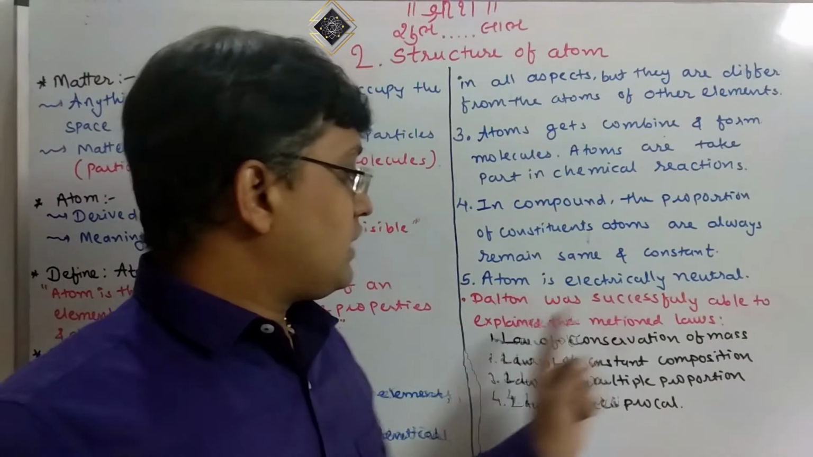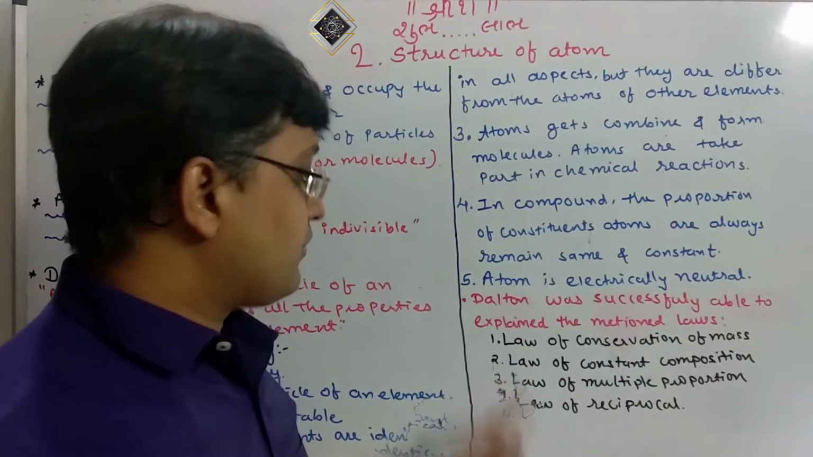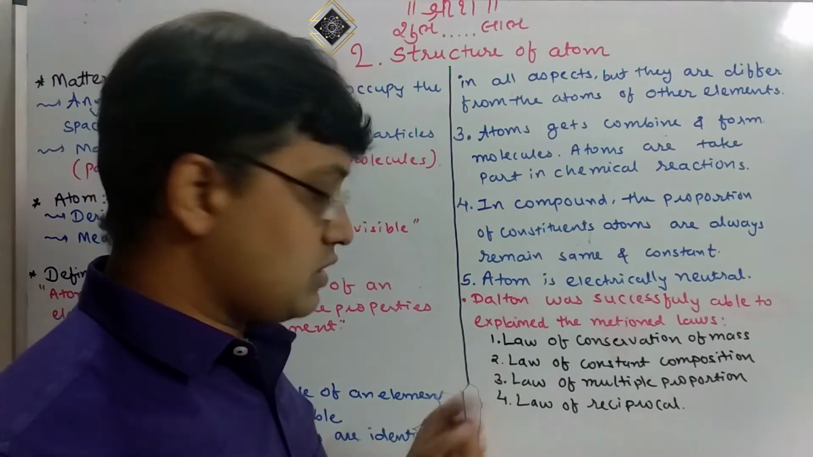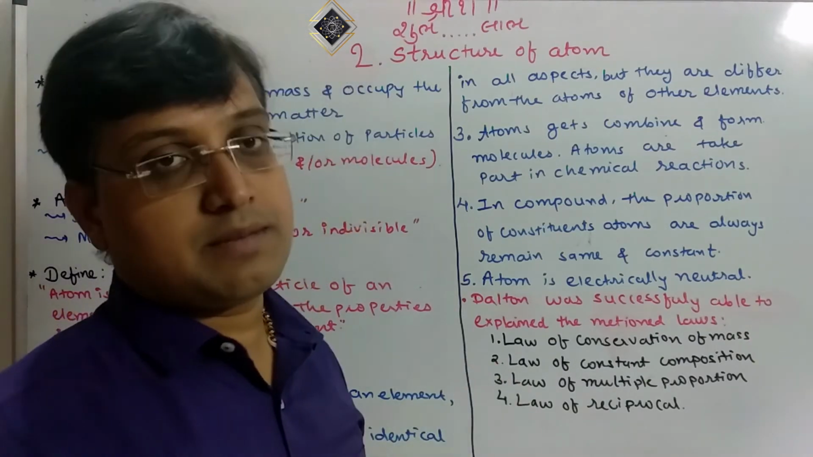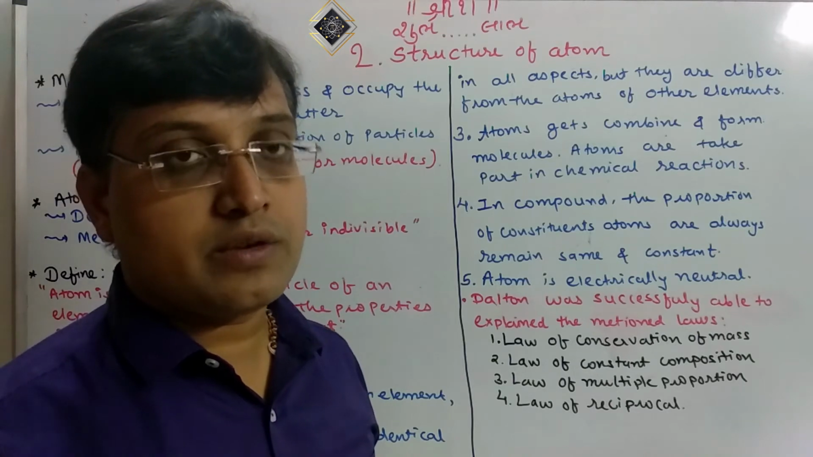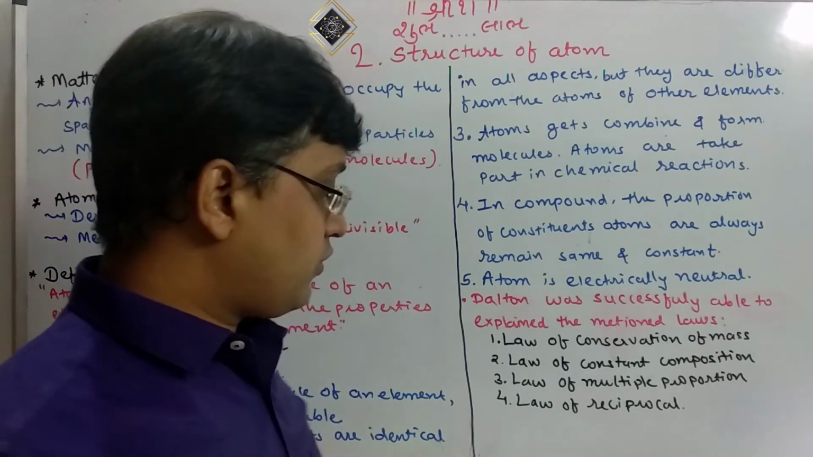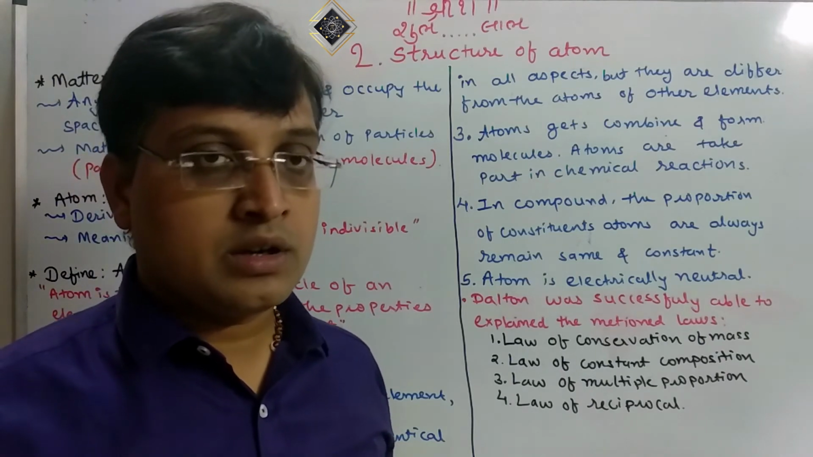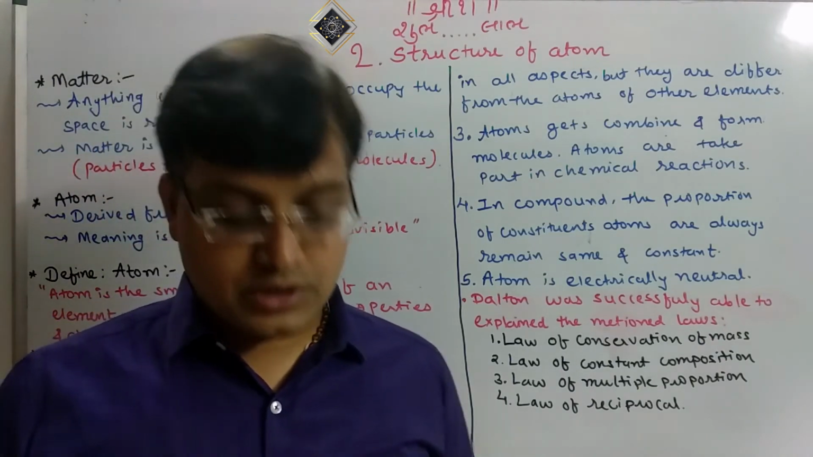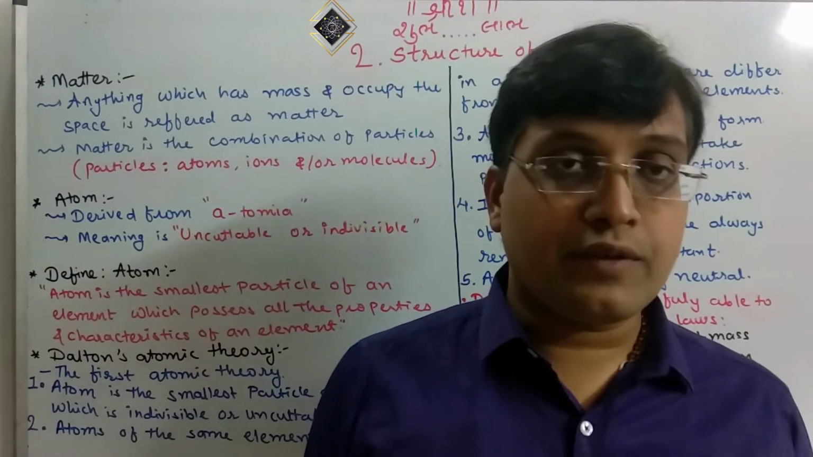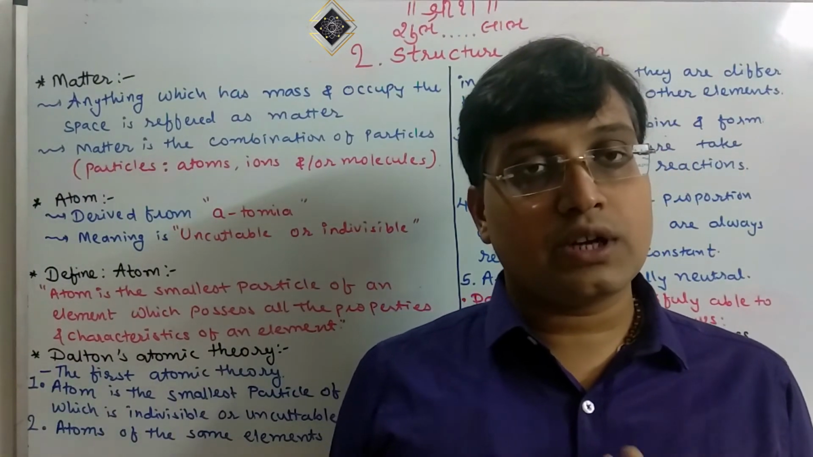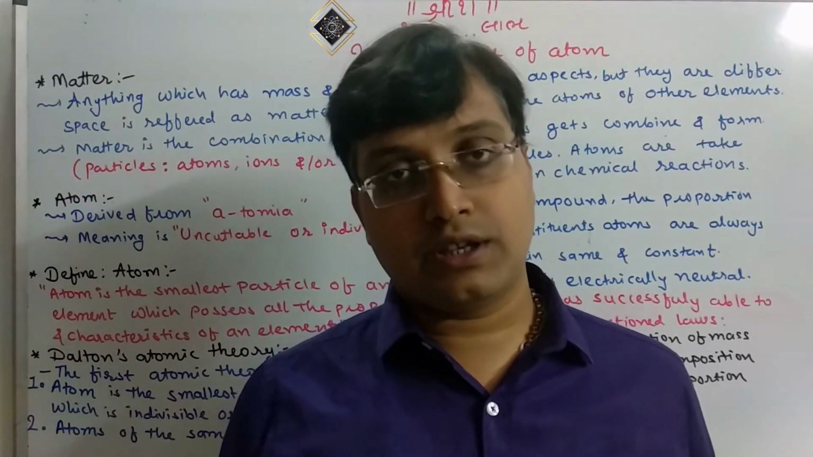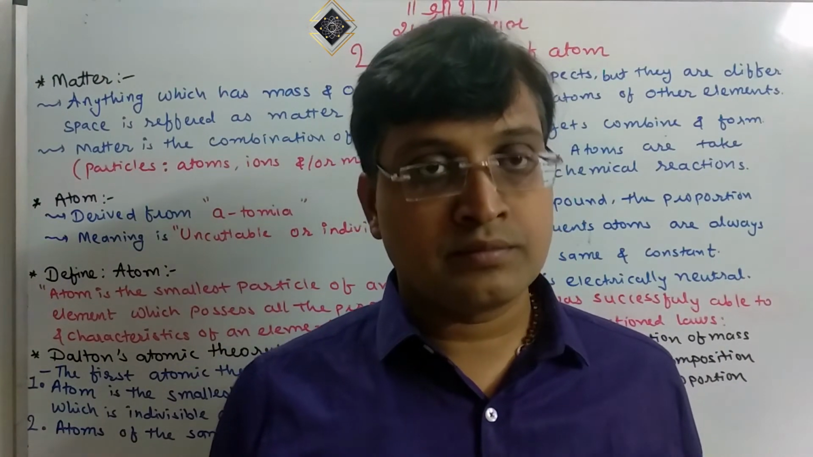Dalton was successfully able to explain the mentioned laws: the law of conservation of mass, law of multiple proportion, law of constant composition, and law of reciprocal proportion, which is also known as the law of combining weights. These four laws we will study in chapter number 1. Okay, now just give attention. But certain phenomena in nature were not explained by accepting Dalton's atomic theory. Which are the phenomena?